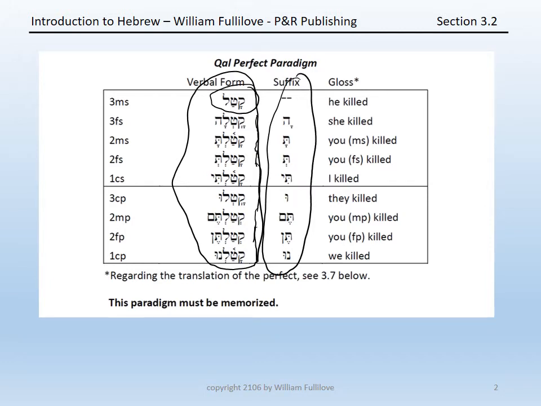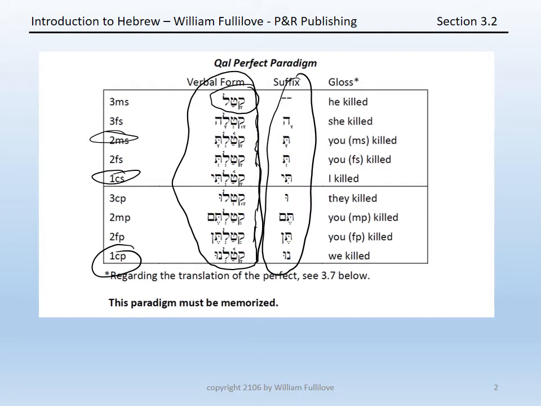So to do the paradigm again, katal, katala, katalta, katalt, katalti, katalu, kutaltim, kutaltin, katalnu. Notice that for three forms, the second masculine singular, the first common singular, and the first common plural, the accent is not on the final syllable of the form.